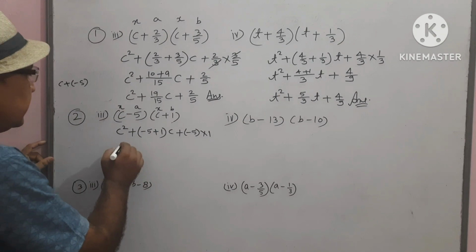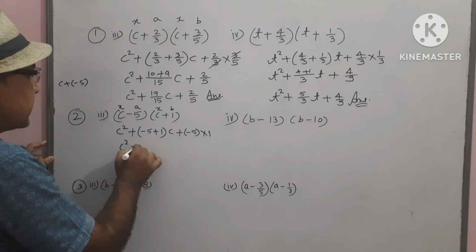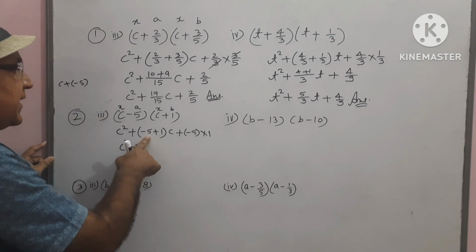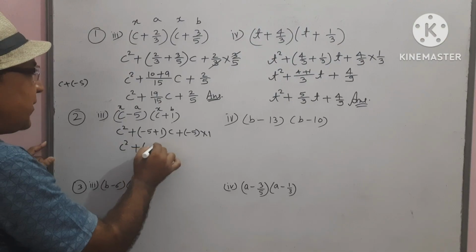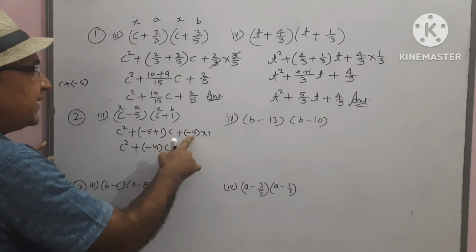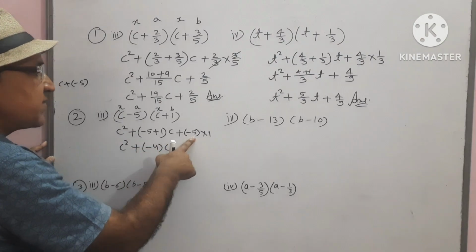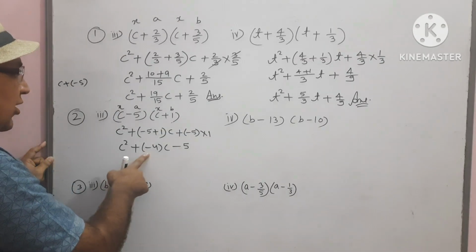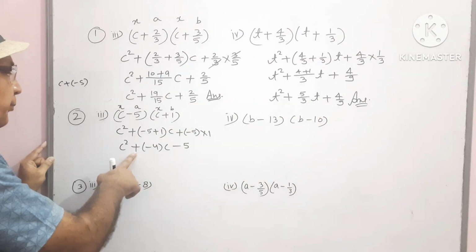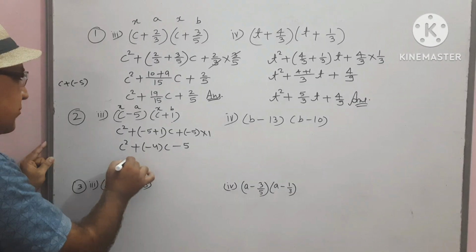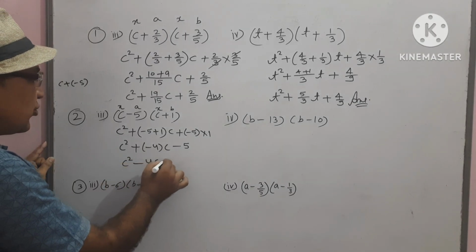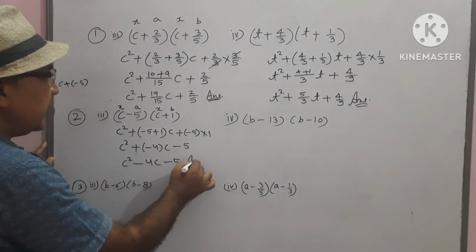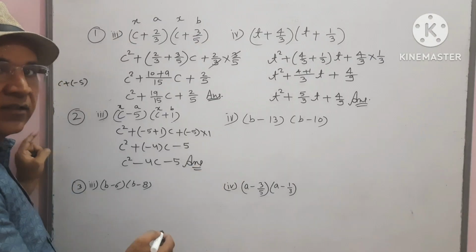Now calculate it. C square plus minus 5 plus 1 will become minus 4, and minus 5 into 1 becomes minus 5. Minus 5 into plus becomes minus 5. Now open this bracket also. Plus into minus becomes minus. So C square minus 4C minus 5 is your answer.